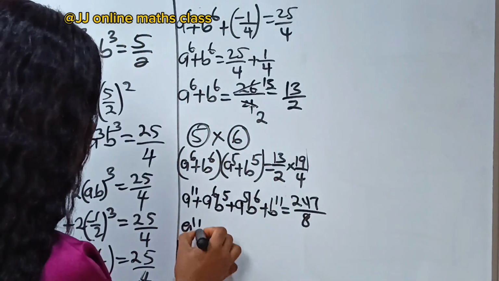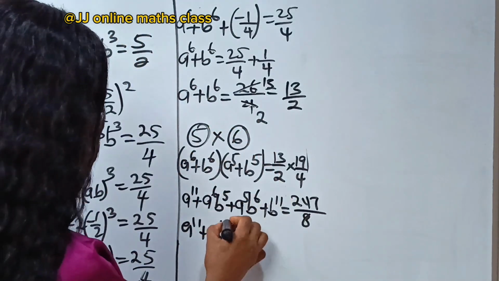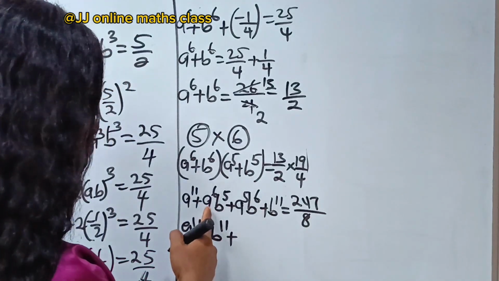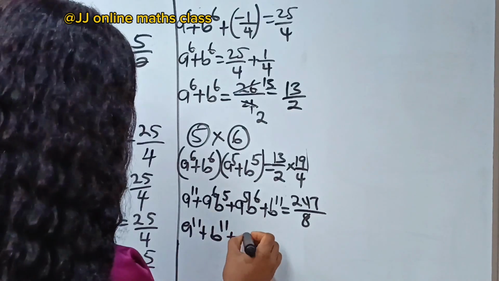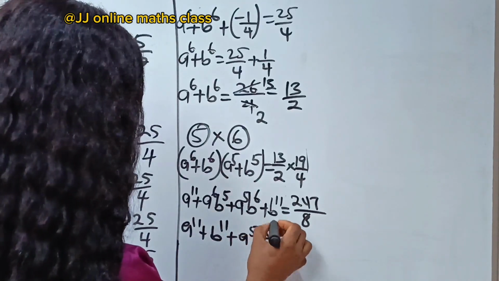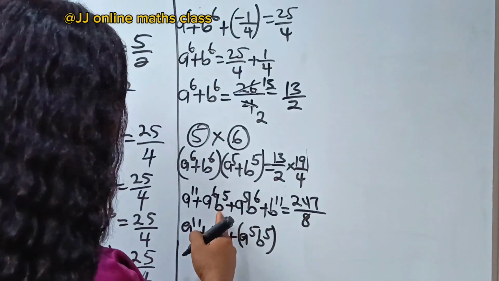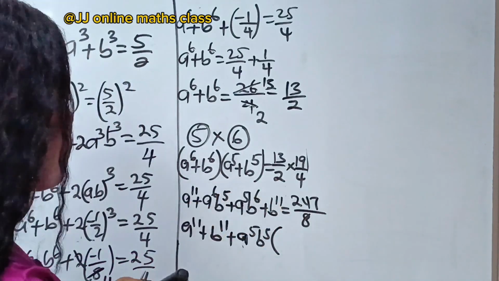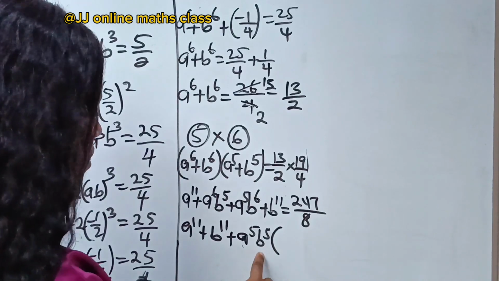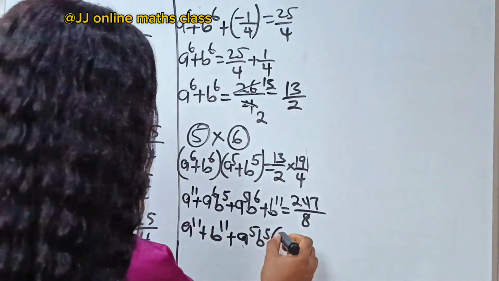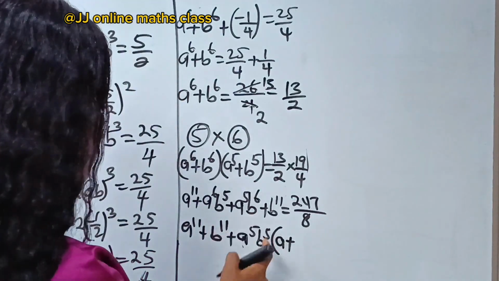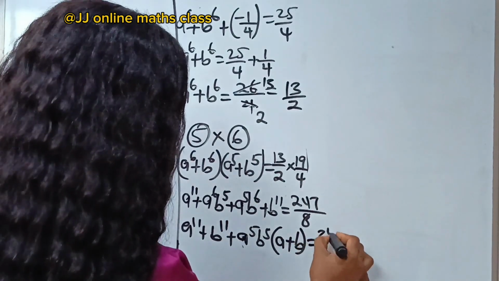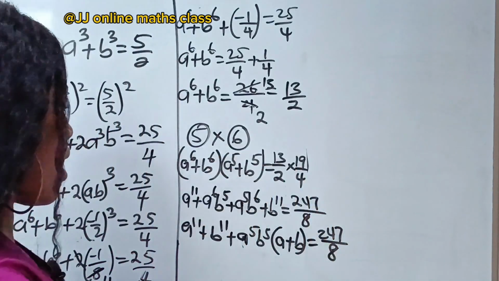Now a to the power of 11 plus b to the power of 11 plus, now what do they have in common? They have a to the power of 5 b to the power of 5, okay, bracket. This is what they have in common, so I'm going to open the bracket here. Now when this is divided by this, you are left with only one a, plus when this is divided by this, you are left with only one b, is equal to 247 over 8.